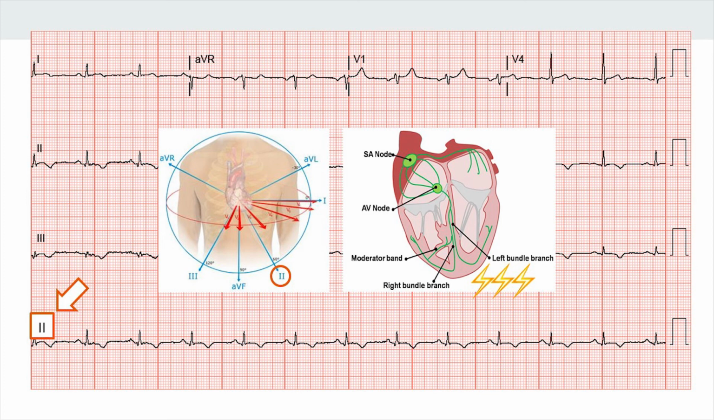Remember that the heartbeat starts at the SA node, which is located in the right atrium. This means that the overall axis of depolarization is pointed from the right atrium to the left ventricle. So lead 2 gives us the best view of the heart in terms of its overall electrical activity.